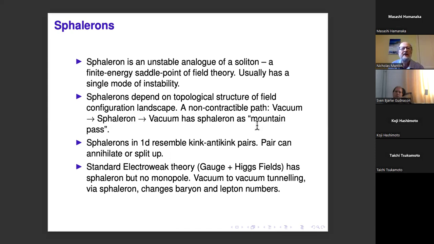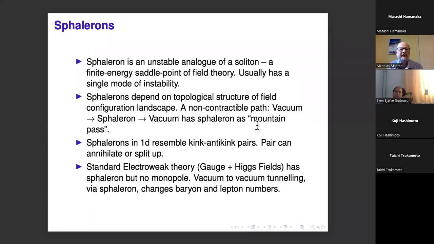And a Sphaleron usually is defined to be an object with a single mode of instability. There can easily be saddle points with higher numbers of unstable modes, but they are often of higher energy. And so the most important unstable object is the first one you encounter as you raise the energy, and that usually has a single mode of instability.